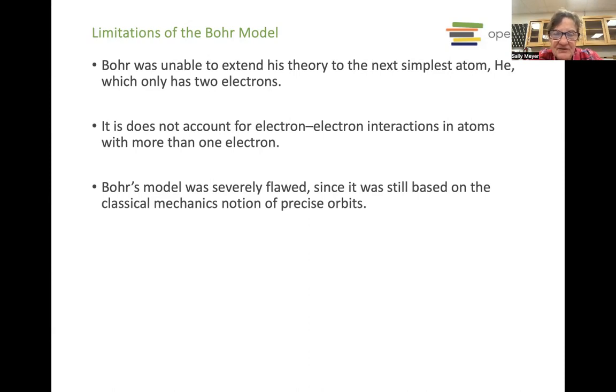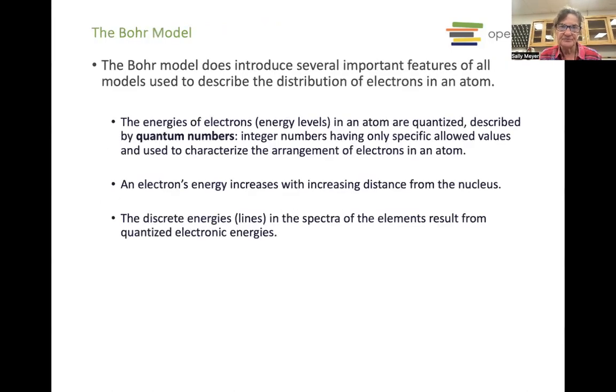So the model was severely flawed since it was still based on the classical mechanics motion of precise orbitals. So using Bohr's model, where you think about electrons as circling the nucleus in little orbits like planets around the sun, you won't get a theory that can explain all of the atoms in the periodic table.